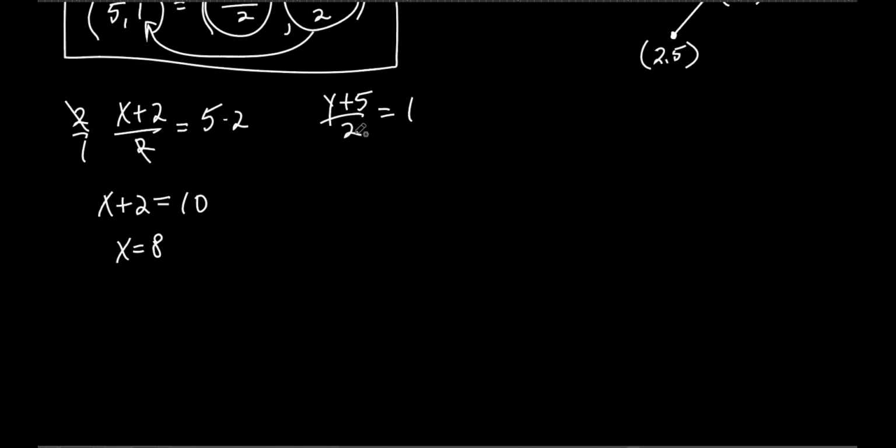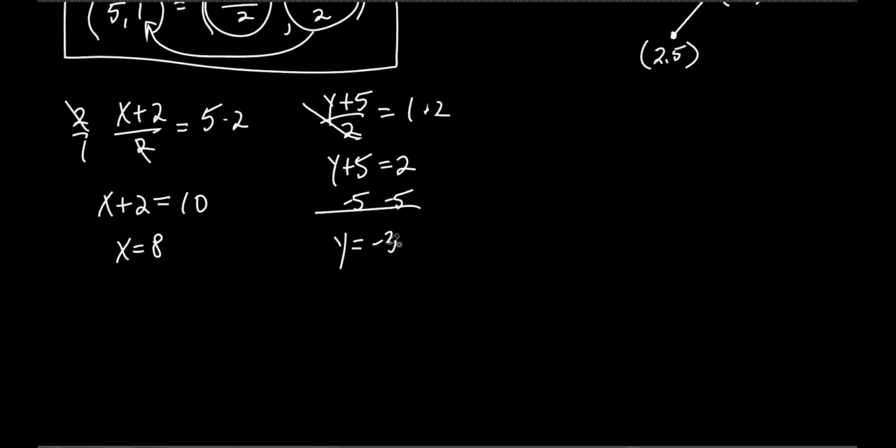Same exact math. Multiply both sides by 2. You know they're going to cancel. All right, so I've got y plus 5 equals 2. Subtract 5 from both sides. What is that? It's 2 minus 5. Did I do this right? 1 times 2 would be 1? Huh? 1 times 2 is 1? No. 1 times 2 is 2. All right, so y is what?